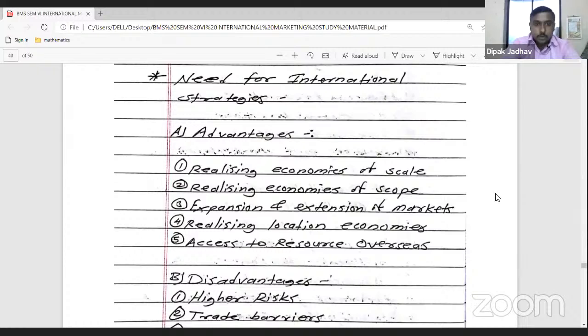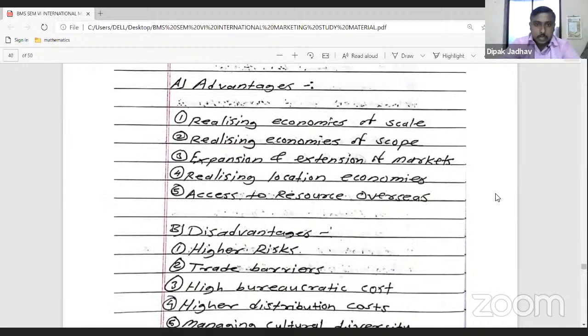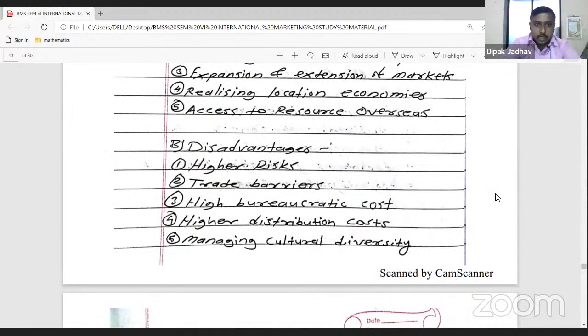So the disadvantages of this, when you are not choosing a strategy, some strategies may carry a high risk and trade barriers as well as high bureaucratic cost. Sometimes when you are entering a business in an unfavorable environment, with a difficult bureaucratic environment over there, ultimately it creates a huge cost for the business.